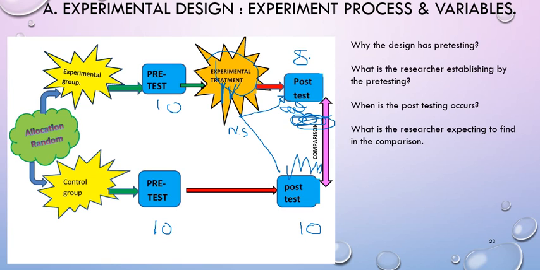So, I want you to tell me why experimental design needs to have pretesting. Okay, so the pretest compares how similar the groups are and how commonly they behave in the same thing. What is the researcher establishing by pretesting? We need to discuss that in class. So, also you need to answer, when is the post-testing happening?